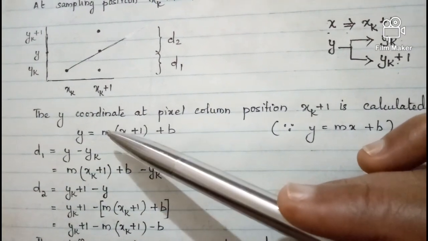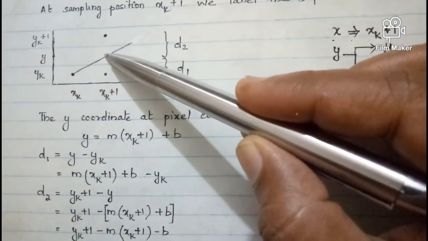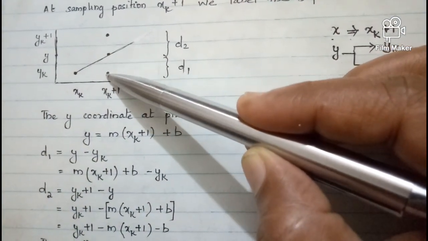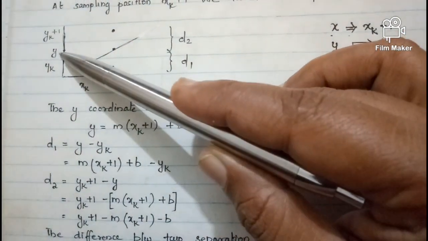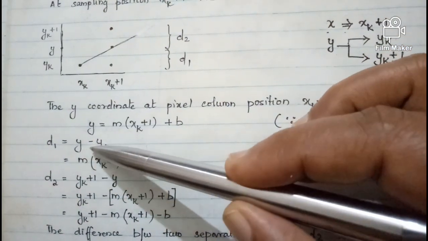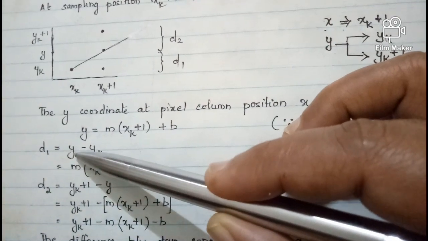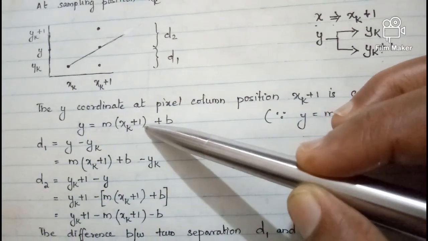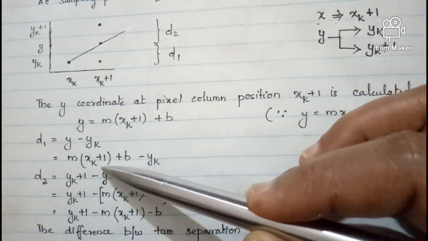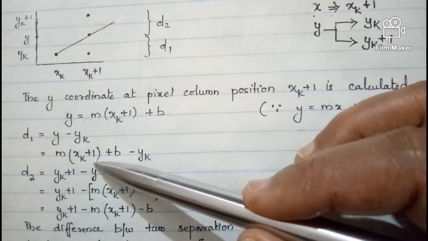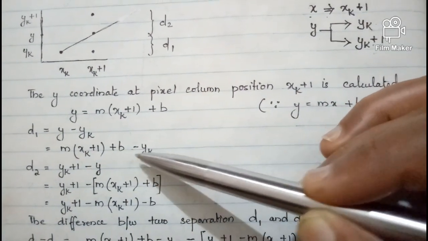Now we are going to find the values of d1 and d2. What is d1? d1 is the distance from y to yk. This distance. And so d1 can be written as y minus yk. Now in this equation we are going to substitute the value of y. Y is m into xk plus 1 plus b. So this value will be substituted in this equation. So finally the value of d1 will become m into xk plus 1 plus b, minus yk. This whole thing is the value of y minus yk.